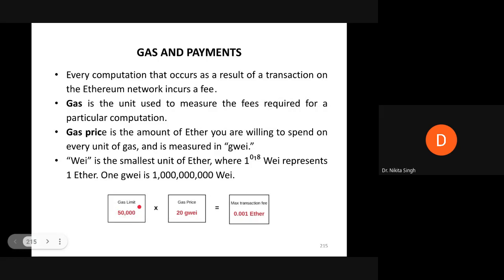Then we have this concept known as gas limit. Now, the sender will set this gas limit. When you're creating your transaction and specifying all your fields, you will have to set the gas limit. This gas limit is the maximum amount of gas that a user is willing to pay for performing this action or confirming this transaction. And the network says that this value should be a minimum of 21,000. So this is a parameter that has been set by the network. So let us see how gas and payments are made.